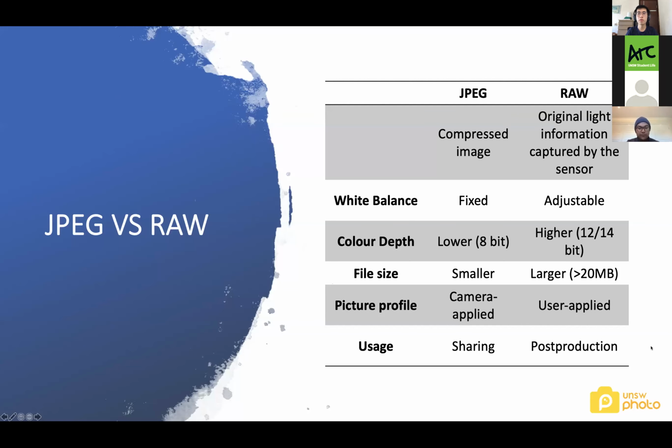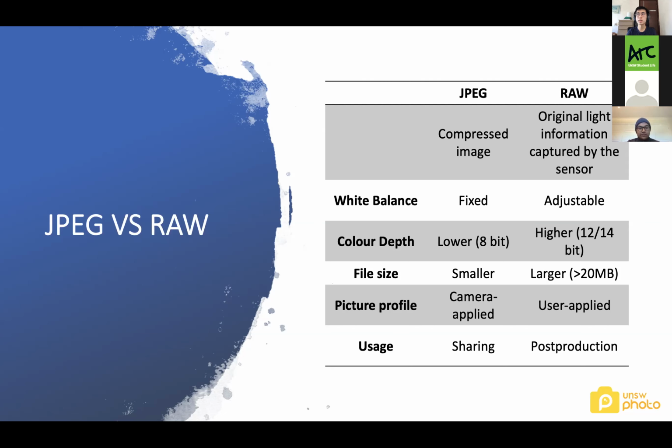When we take photos, the camera may ask what kind of format you want. On a usual standard camera, such as Canon, Nikon, Sony and so on, we have JPEG and RAW. JPEG is usually for sharing. It is a compressed image which has a baked-in white balance and a lower color depth. But the pro is that it has a smaller file size, so it is good for sharing, like putting on social media such as Facebook and Instagram, or uploading to documents.